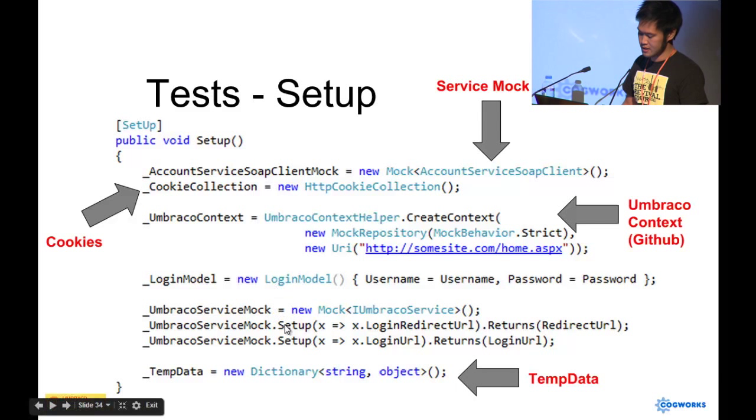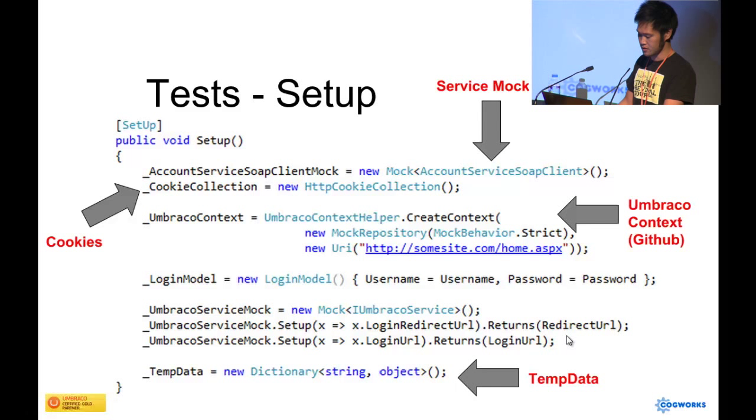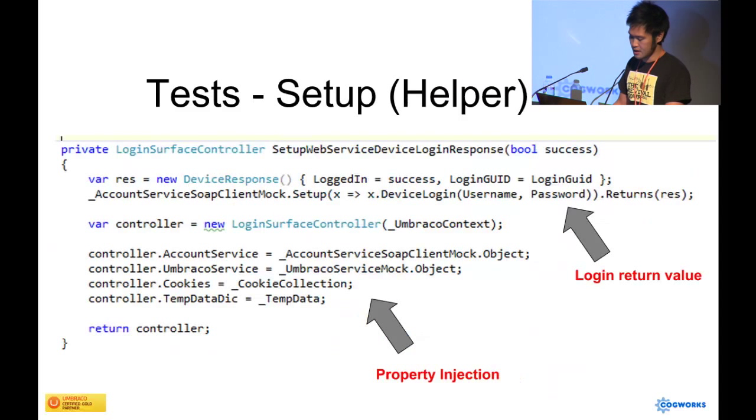Anyway, pretty straightforward. All I'm doing is setting up some values for returning URLs and also the temp data. The only mocks that I've got here are the Umbraco service and my account service. Everything else is actually not using Moq. Okay, so this is just a helper that I wrote for this test. All it's doing is setting up some return values for the SOAP service and then injecting the properties into the controller so you can use them later.